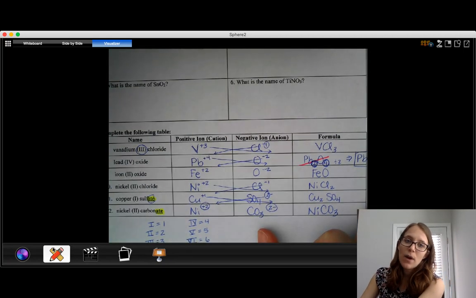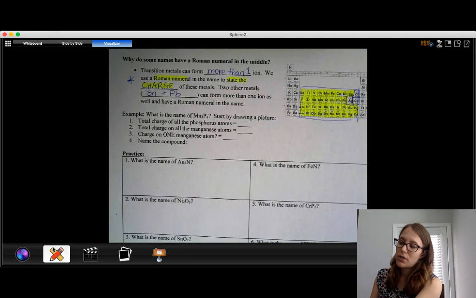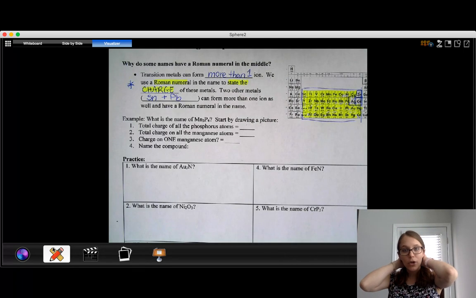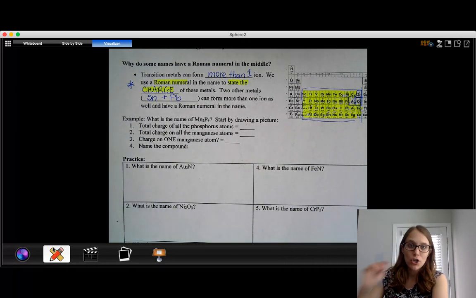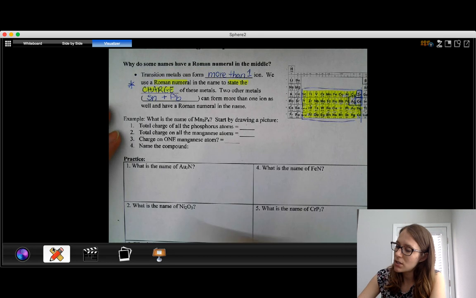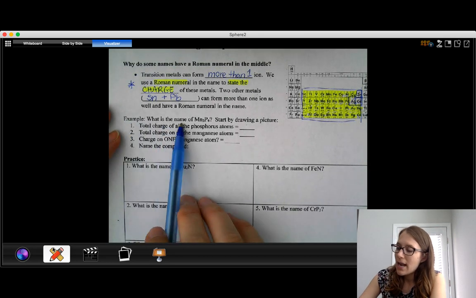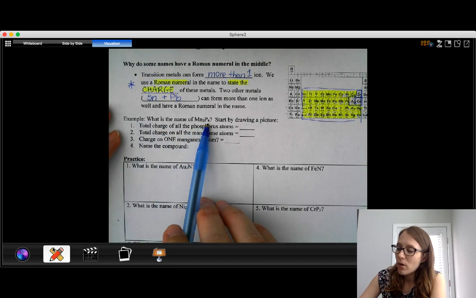All right, so that's writing formulas from names. If we wanted to go the other direction, looking at a formula and writing the name, we are going to have to figure out what the charge is. So just as an example, what is the name of Mn3P4?